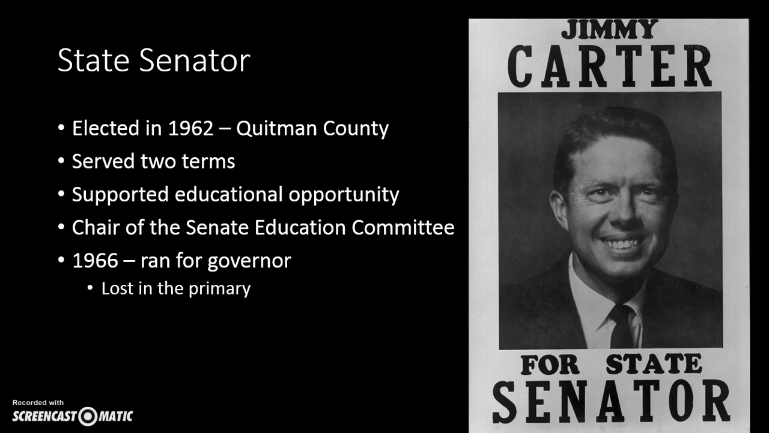And as we have learned, this was not necessarily the most popular idea in our state government during the 1960s. But as state senator, he was the chair of the Senate Education Committee where he continued to support these reforms.